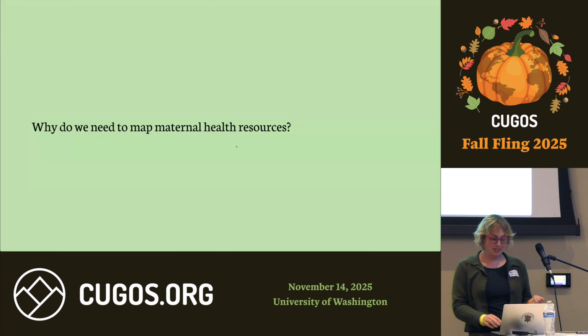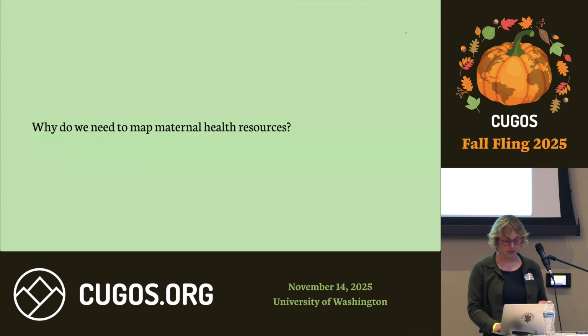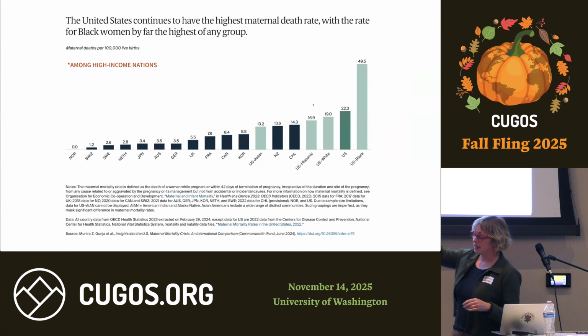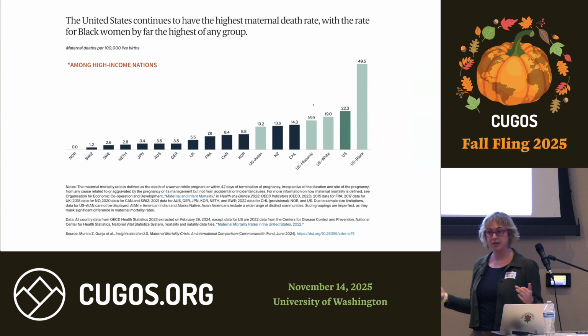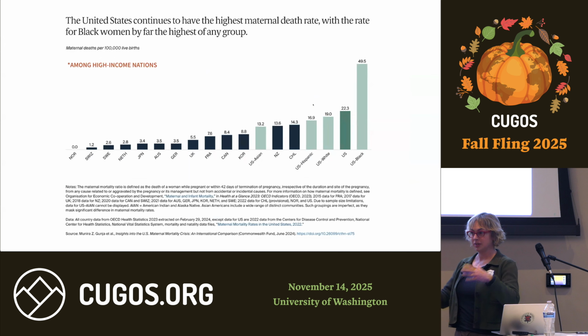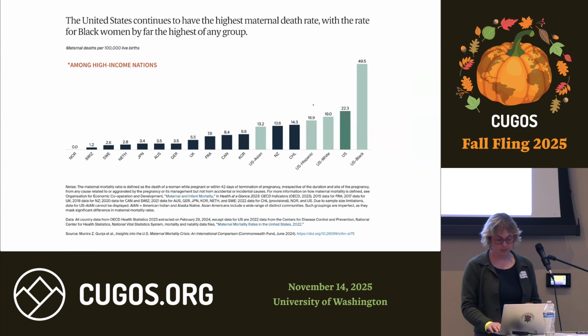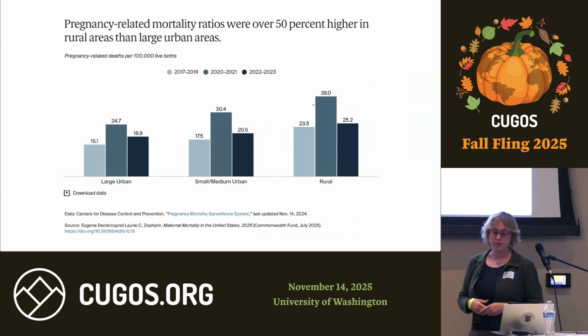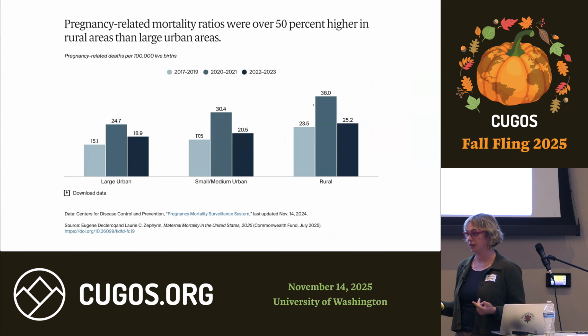So why do we need to map maternal health resources? In case you didn't know, the United States has the highest maternal mortality rate among high-income nations. This is in 2024. It's significantly higher for Black women in the United States, but higher overall than many of our global colleagues with similar income. Pregnancy-related mortality ratios are over 50% higher in rural areas than in large urban areas.